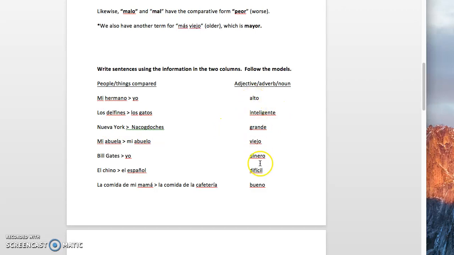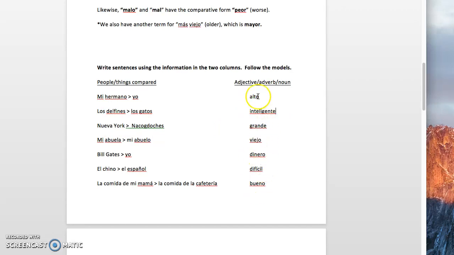So what I've given you in this column is just the base form of the word. If it has a masculine form, I've given it to you in the masculine singular, but you'll have to change it to feminine and to plural if that's what you need, depending on whatever your subject is. Nueva York, Nacogdoches. Nueva York es más grande que Nacogdoches. Mi abuela, mi abuelo. Mi abuela es más vieja que mi abuelo. Ah, but remember, we also have another term, which is mayor. In that case, mi abuela es mayor que mi abuelo.